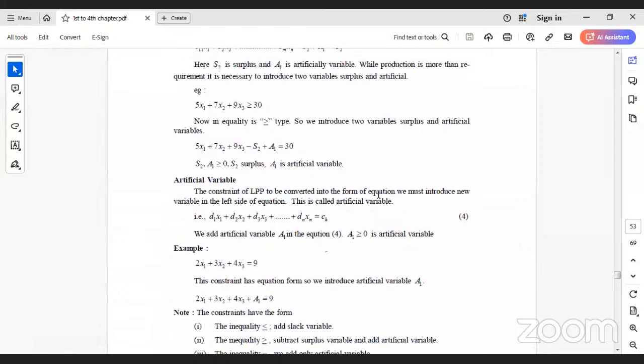The constant of LPB converted into the form of the equation, we must introduce the variable on the left of the equation. This is called as artificial variable. d1 x1 plus d2 x2 and so on, d3 x3 and so on, dn xn is equal to ck.